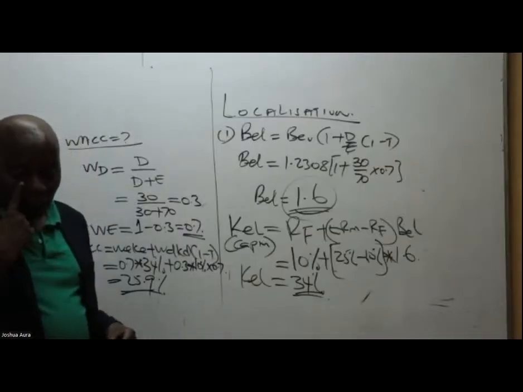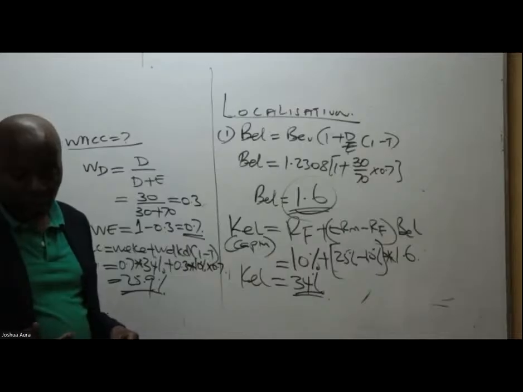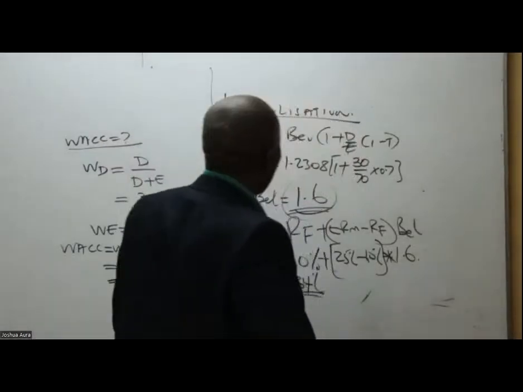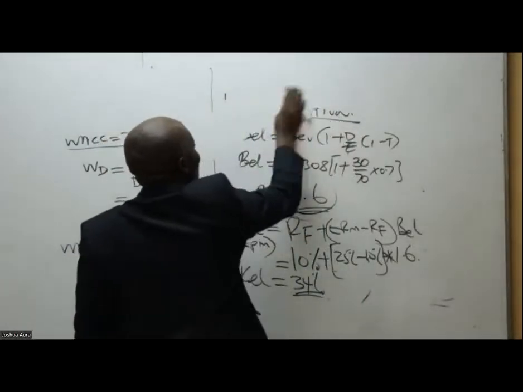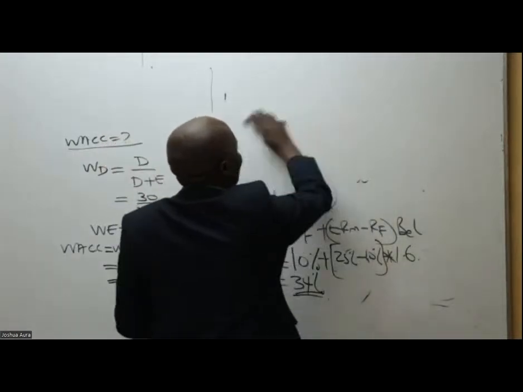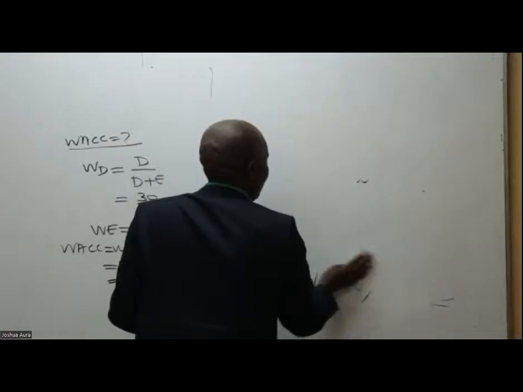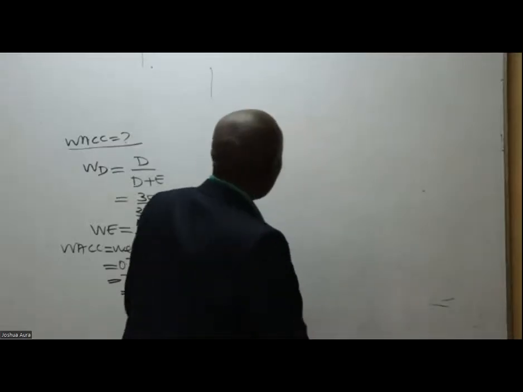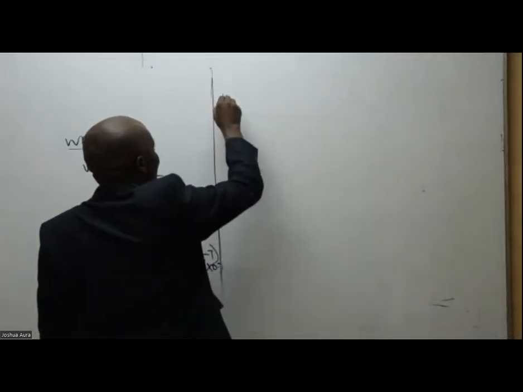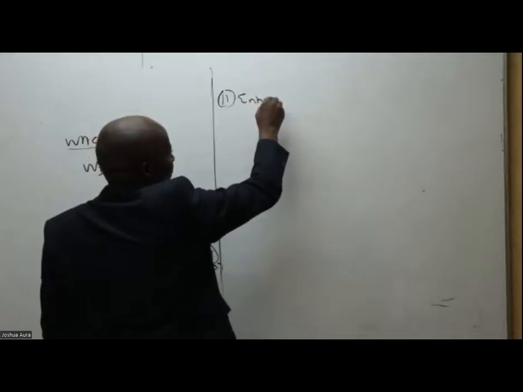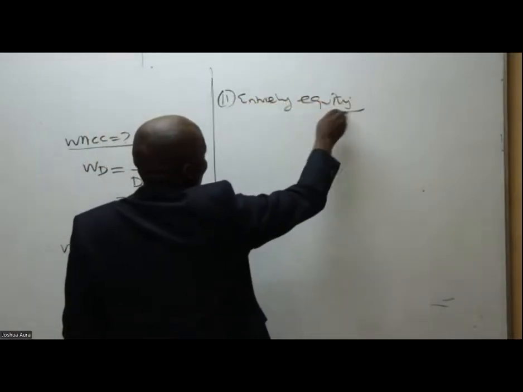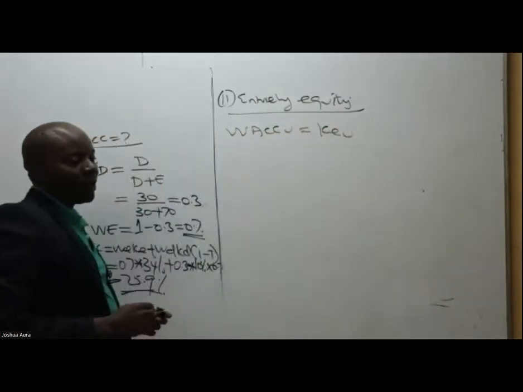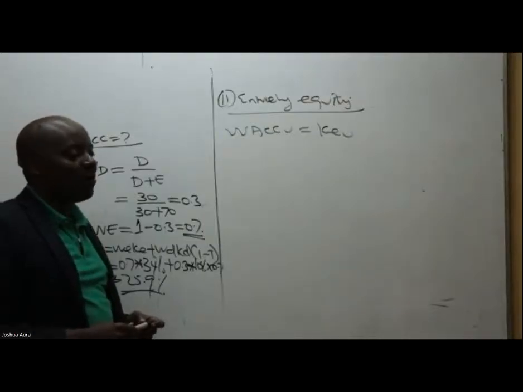From there, if you allow me, I'll go to the second bit, which is very easy. It is entirely equity. In this case there is no working really. Entirely equity, I know WACC of the unlevered firm equals Ke, the cost of equity.